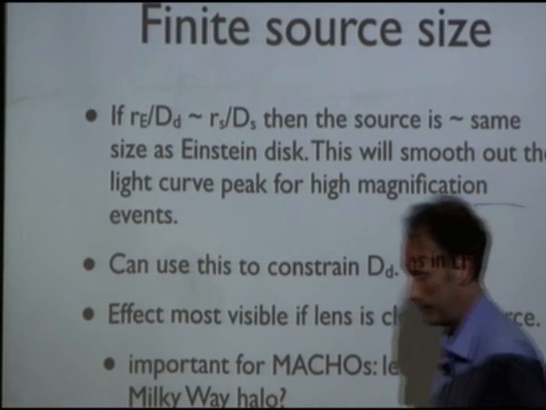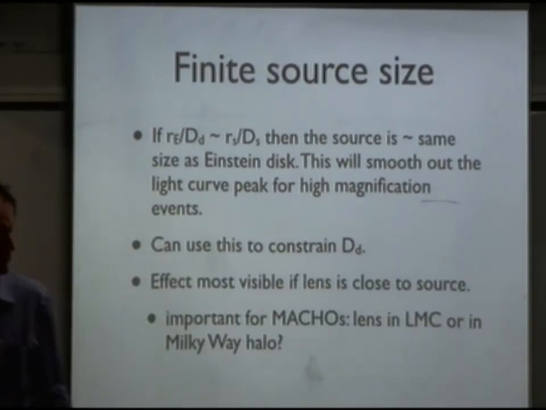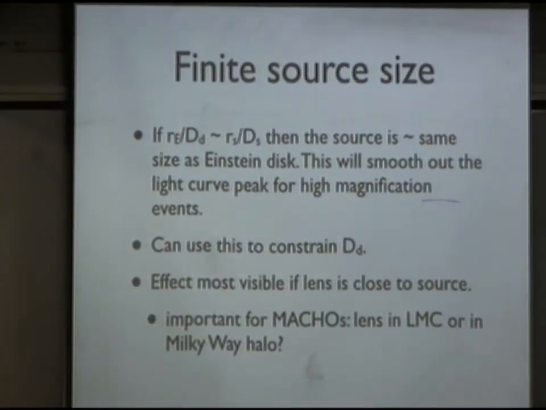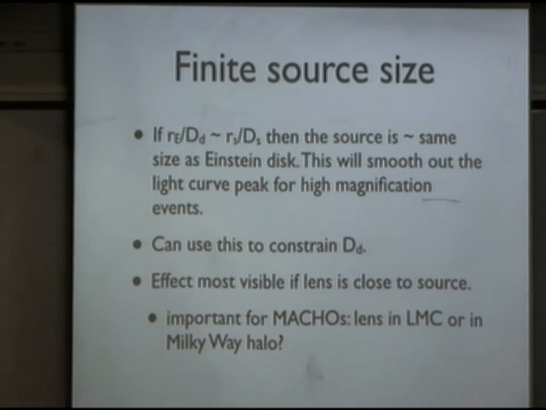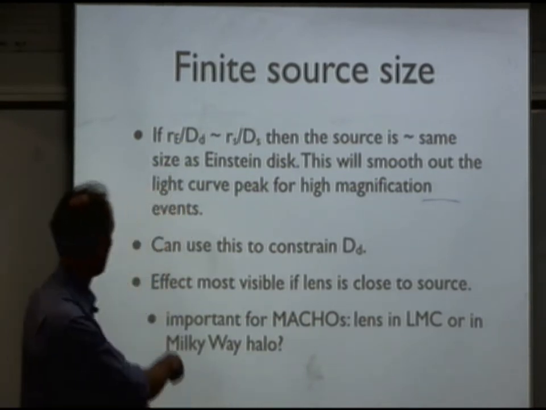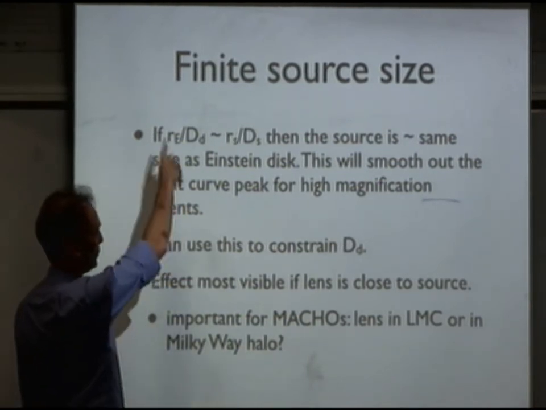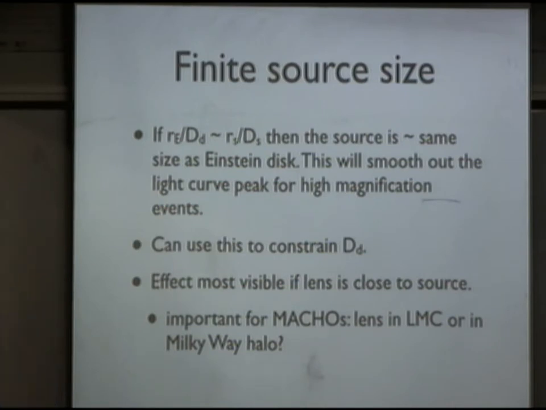So one way in which you can get extra information about these distances is if you have a very high magnification event. If you have a very high magnification event with a very sharp peak, let's say a magnification of over a factor of 10, that means you get very close to the center of the lens.